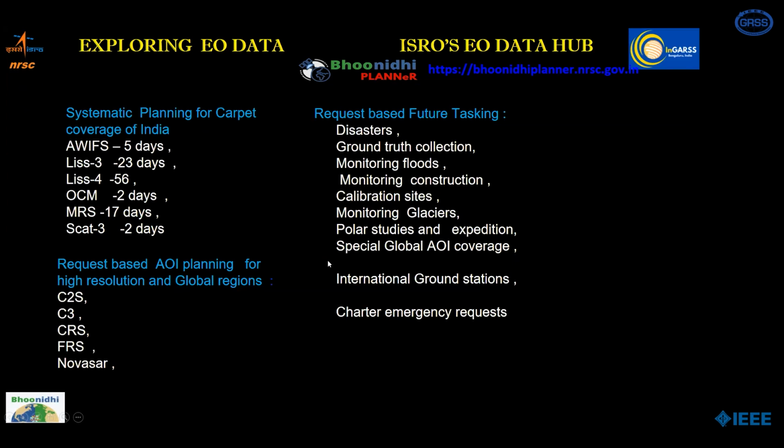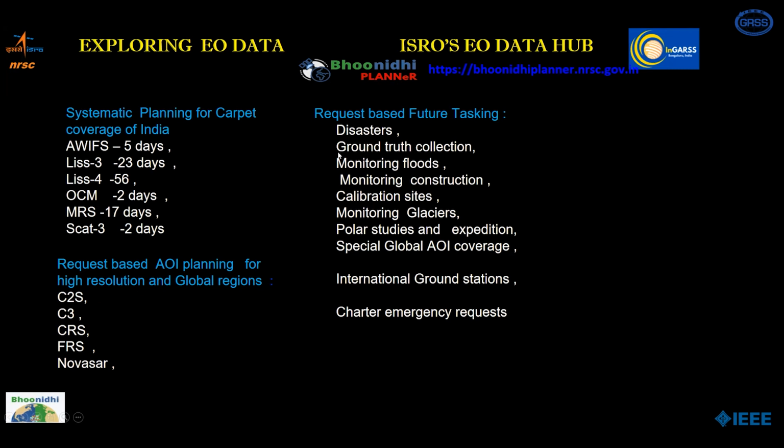So now these are the sensors which we are doing systematic planning over India, and we cover India in 5 days. And as per the revisit, Resourcesat-3 in 23 days, and so on. However, if any request is required other than our Indian region, that can be given under this planning. And for Cartosat, all the high resolution and NOVASAR, requests have to be given.